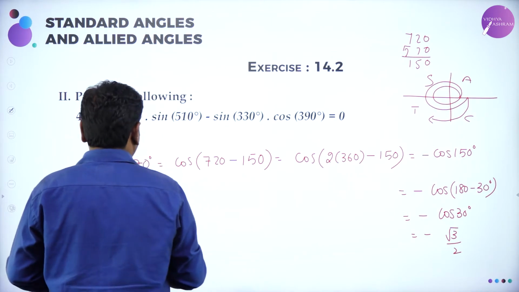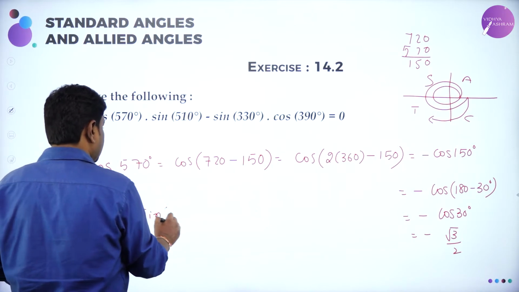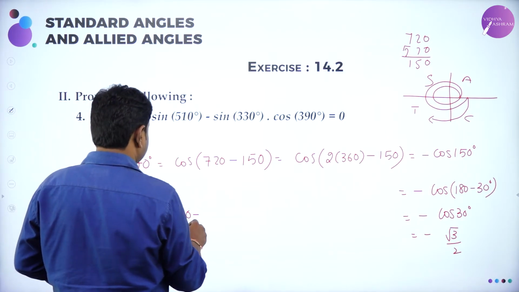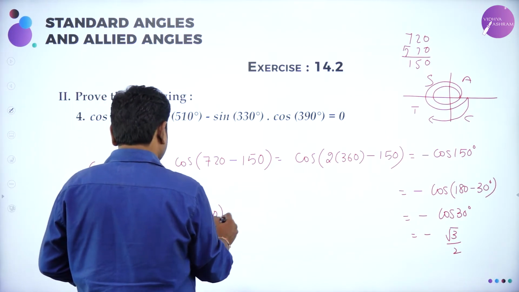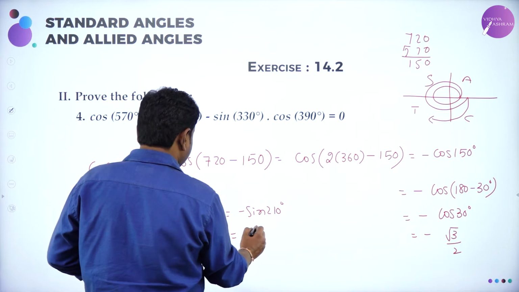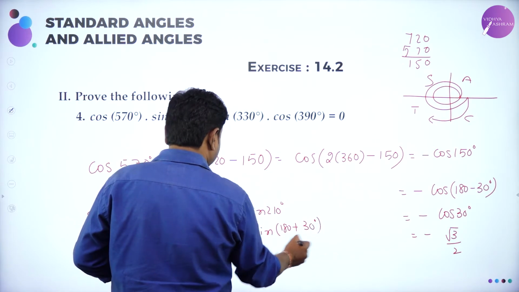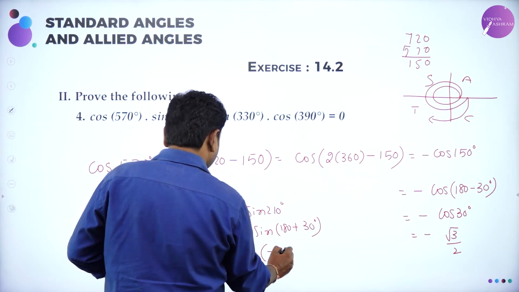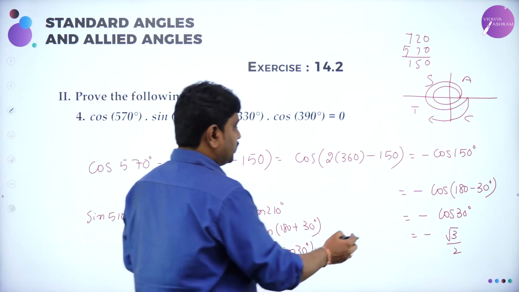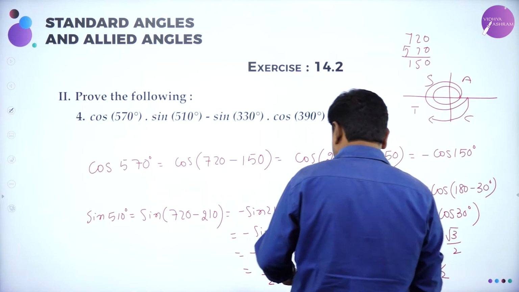Then sin 510 degrees, the same way. Sin of 720 minus something; we want 570, it is 60 less, so I can say 210. Sin of 720 minus means it will become minus sin 210. Minus sin 210 can be written as minus sin of 180 plus 30. Sin of 180 plus 30 is minus sin 30. Minus sin 30 is plus half. So first is root 3 by 2, then it is 1 by 2.